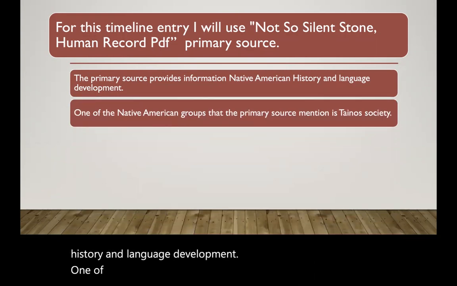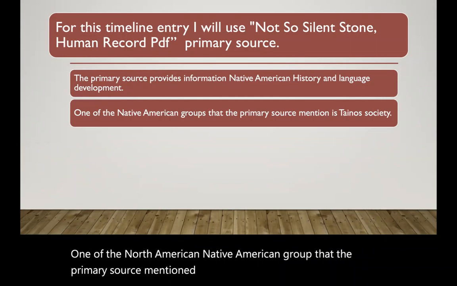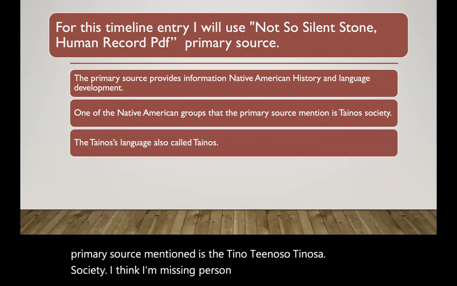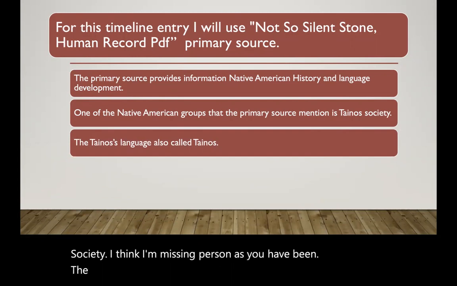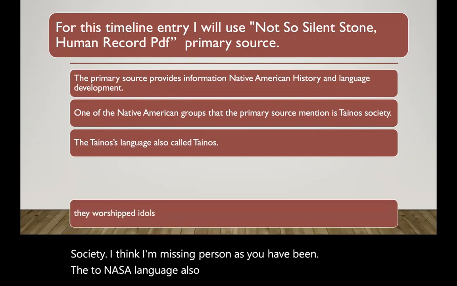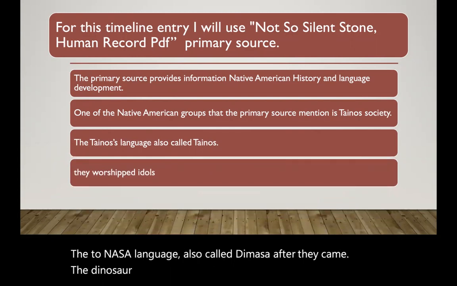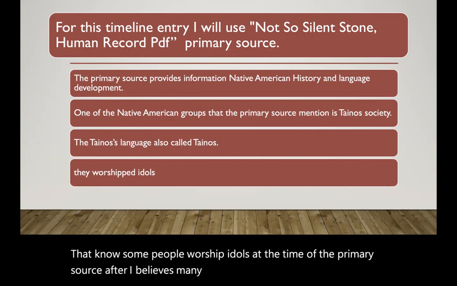One of the Native American groups that the primary source mentioned is the Taino society. I think I mispronounced it. The Taino language, also called Taino after the king. The Taino people worshipped idols at the time of the primary source. After that, I believe many of them converted to Christianity.